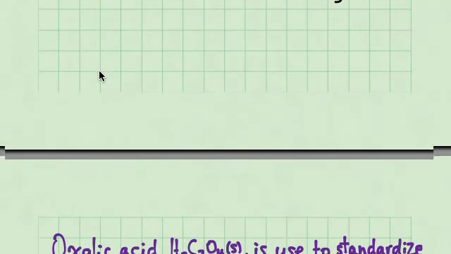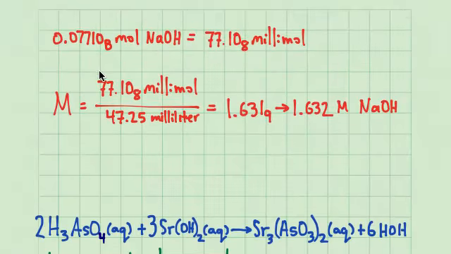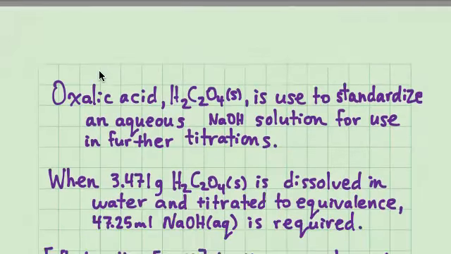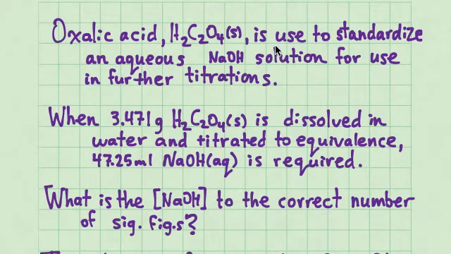All right, one more. I hope just one more. Two more. I lied. Oxalic acid is actually a solid, and it's used to standardize, or know exactly what the concentration of a base is. I take 3.471 grams of it. You can weigh it out very accurately. It's very dry and very consistent. And I use that to titrate with the base. The base takes 47.25 milliliters of the aqueous solution to neutralize that acid.